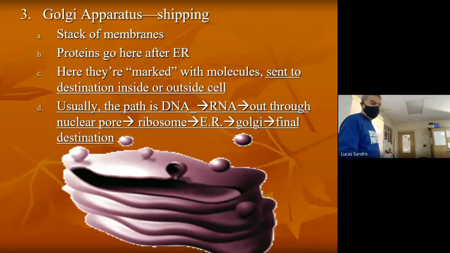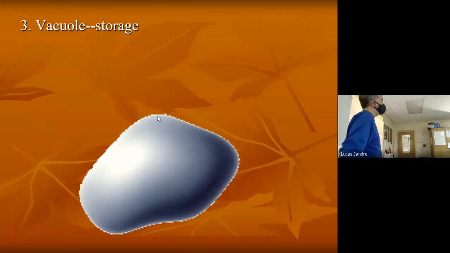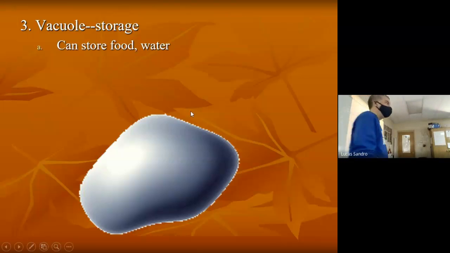A couple of side trips that a molecule, a protein, some material can take off of the endomembrane system. First is the vacuole. We call something a vacuole when we wrap a membrane around it and just kind of let it sit there. This is a storage organelle. It can store food, it can store water, it can store anything.